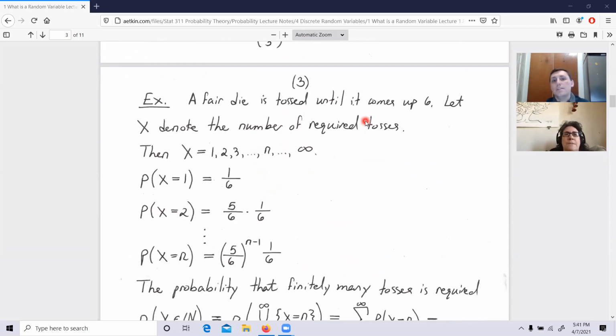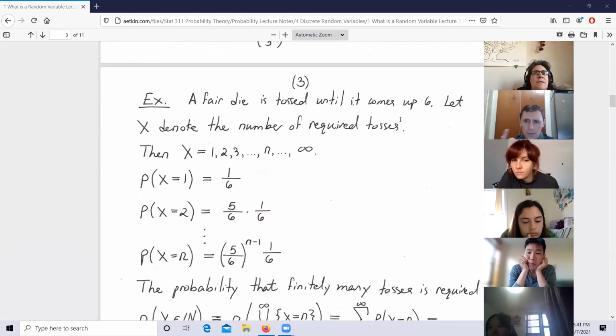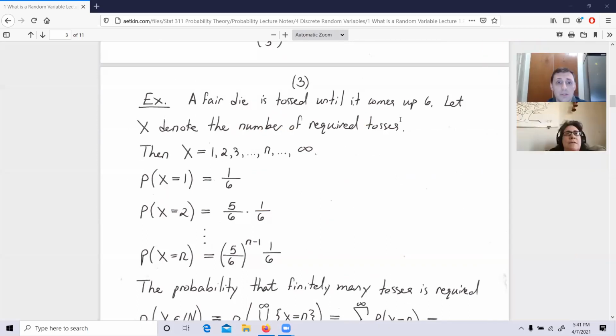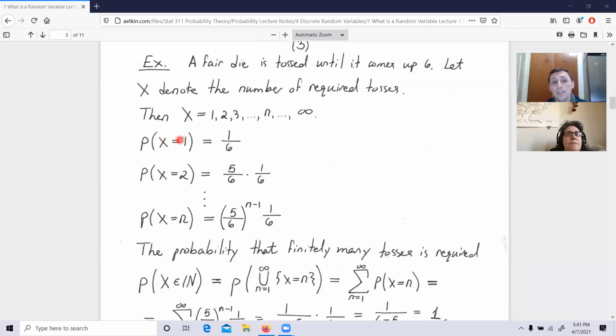A fair die is tossed until it comes up 6. Let X denote the number of required tosses. So how many? So we want to know, is it 1 toss or 2 or 3 or whatnot? So X takes the values 1, 2, 3, all the way possibly to infinity. We can see if infinity is possible here. So we can say probability that X is equal to 1 is 1 over 6.